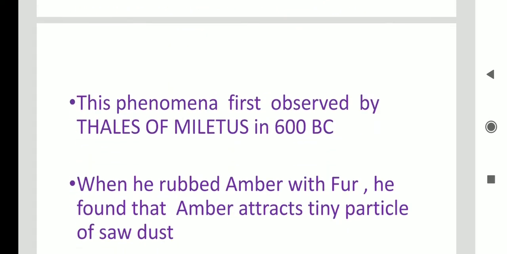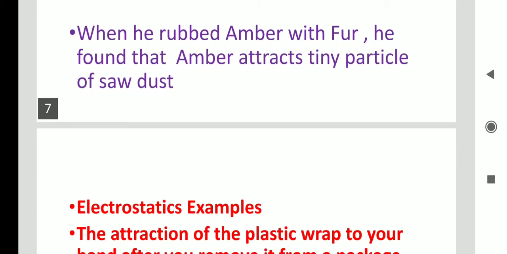This phenomenon was first observed by Thales of Miletus in 1600 BC. How? He observed that amber, a gemstone material which can be used in metal for shining, when rubbed with fur, attracts tiny particles of sawdust.